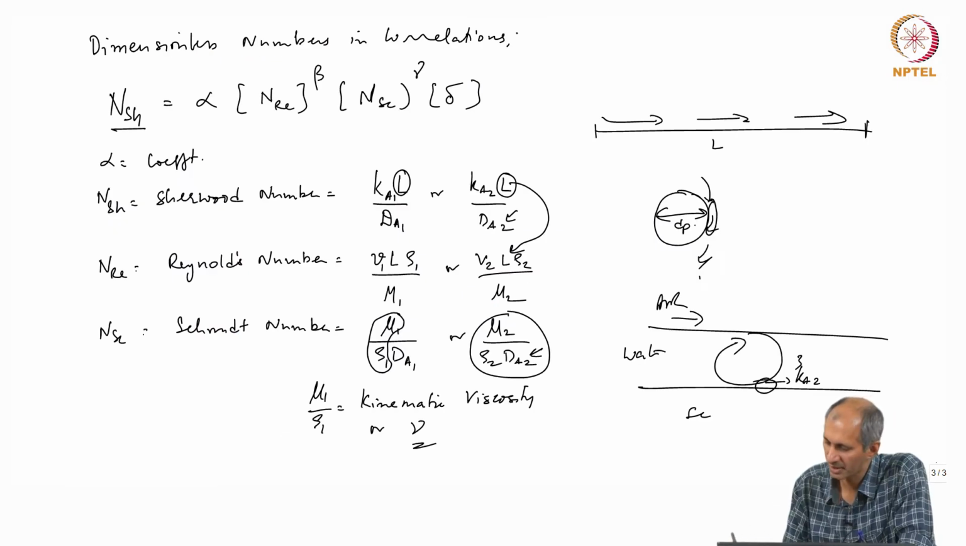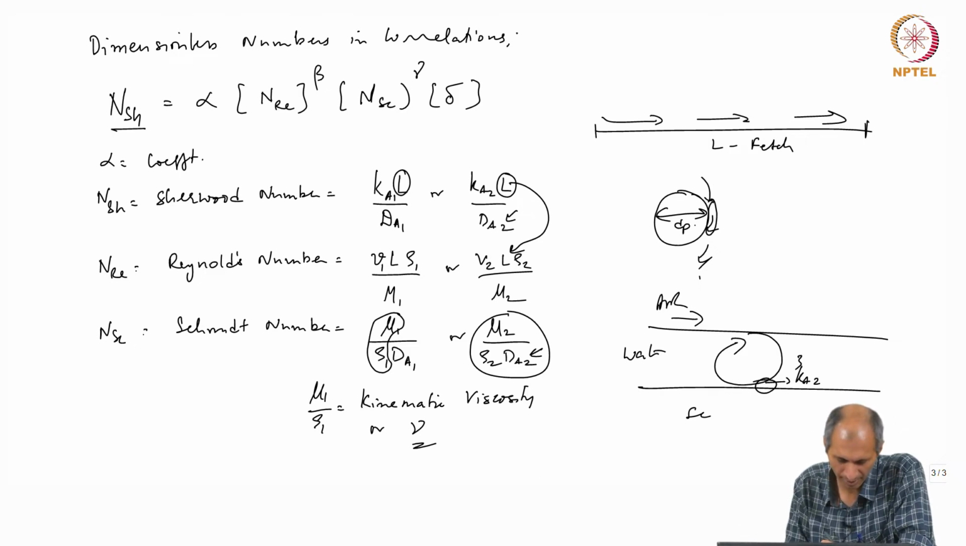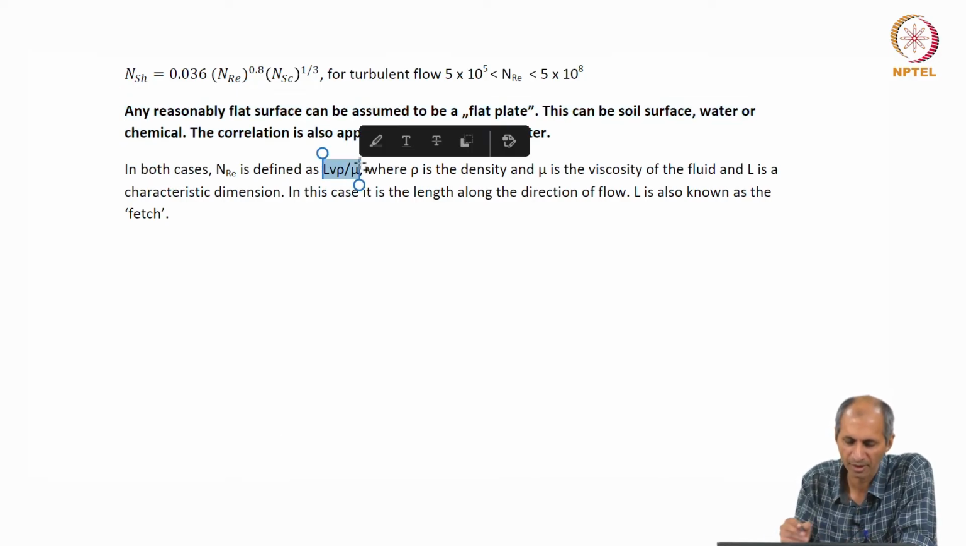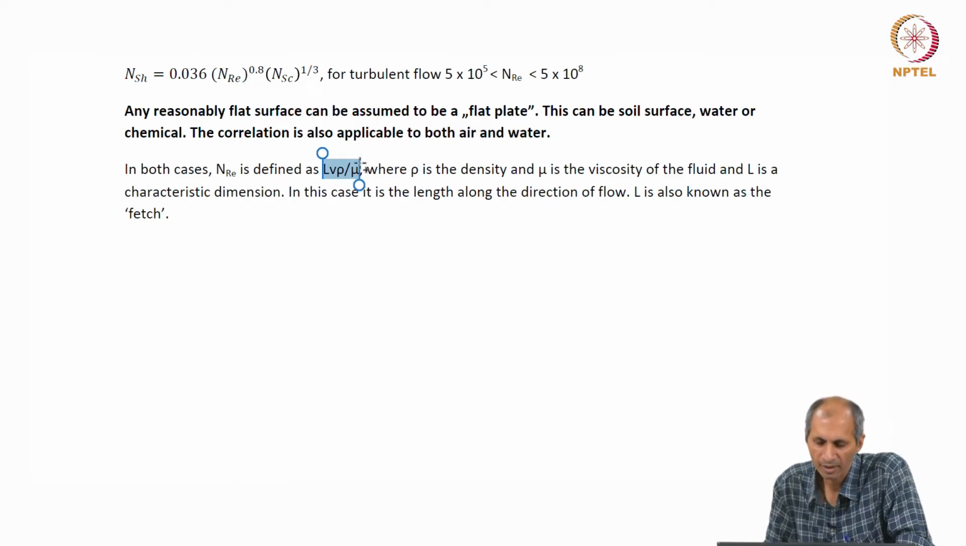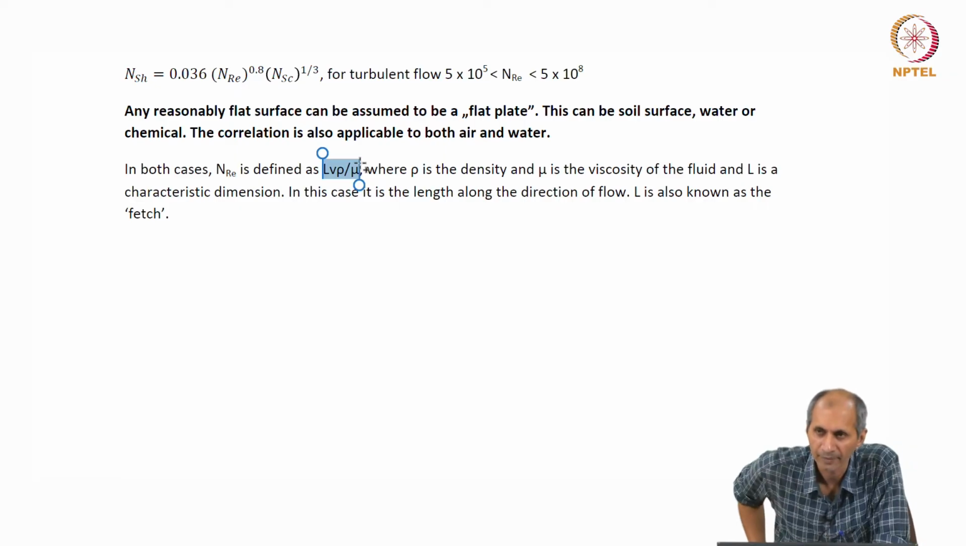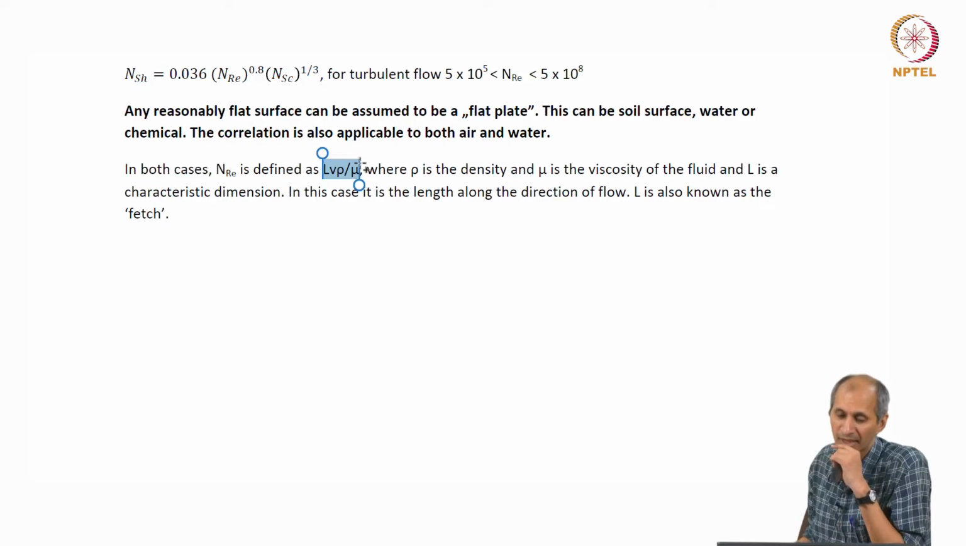In all these correlations, there is the length scale for rivers and lakes. This length scale is known as fetch. If it is the length along a river, for example, in this case the Sherwood number has a length scale. The Reynolds number is defined as L times V rho by mu, where L is the characteristic dimension, the length in the direction of flow, air or water flow. You can apply this to water, but it is more applicable to air across surfaces of solid or surfaces of water.